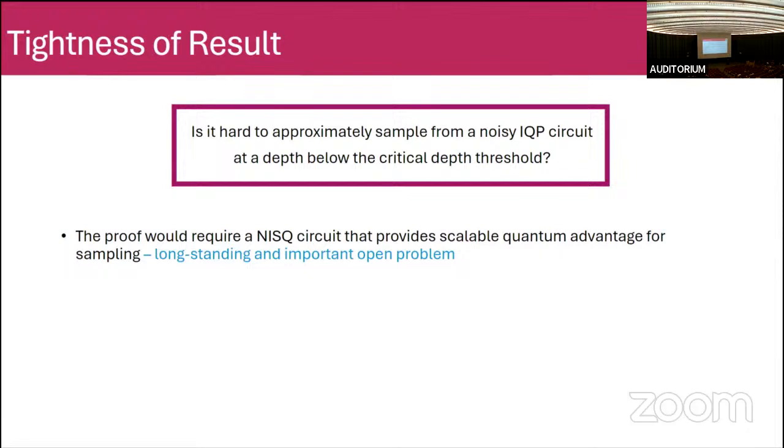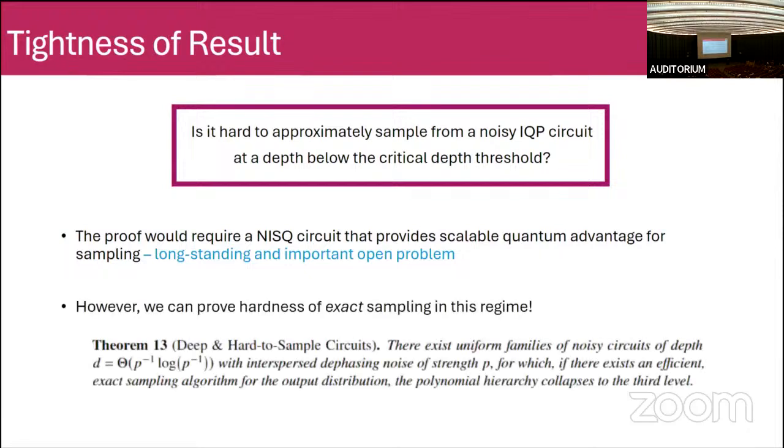Instead, we can show something close. We can show hardness of exact sampling. And this is usually much easier to prove. So we show that you can find circuits that are hard to exactly sample from at this depth. And this depth is Θ(p^-1 log p^-1). That's the exact depth threshold for our classical simulation algorithm. So this shows that it's somewhat tight.